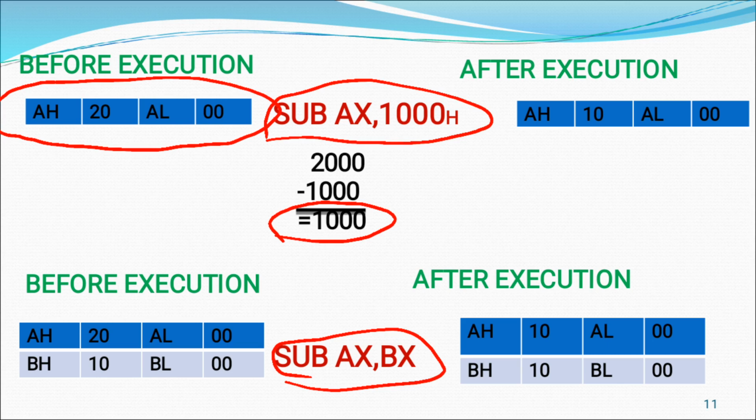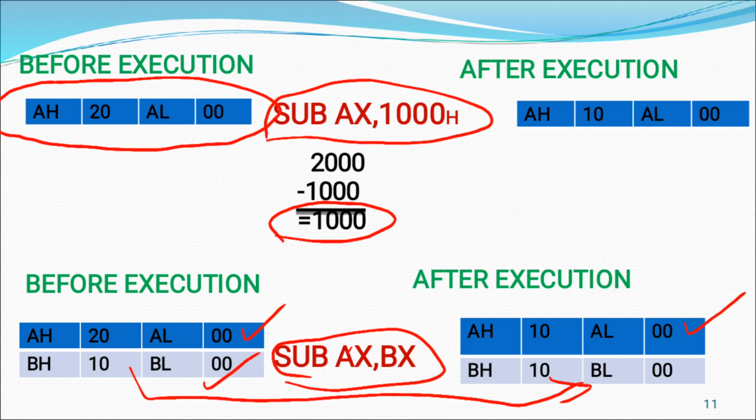Here we are going to subtract the content of register BX from the content of register AX. Let us say the content of register AX is 2000 and register BX is 1000. After the subtraction of these two registers, the result will be 1000. The result will be stored in the destination register AX, while BX remains the same. If two different registers are involved as source and destination, the source register always remains the same after the execution of any instruction.